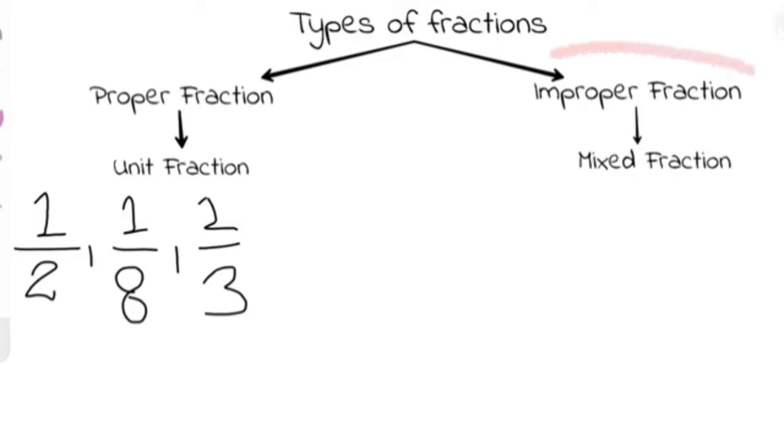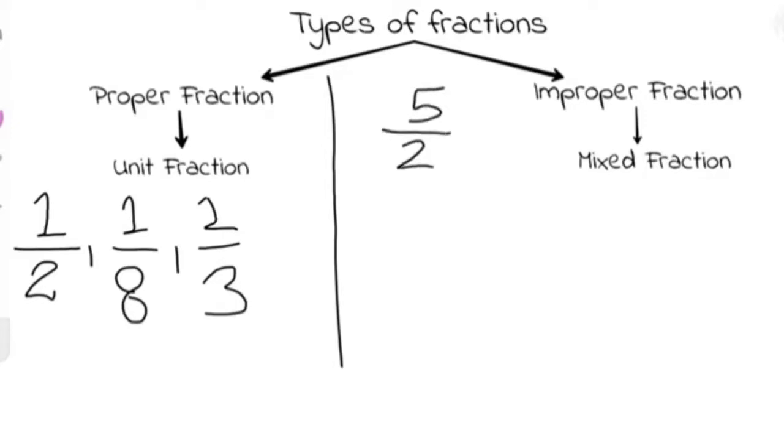Also, the improper fractions can be written as mixed fractions. How? Let's see. For example, there is an improper fraction 5 by 2. Now, how will we write it in mixed form? We will divide 5 by 2. So, when we divide 5 by 2, the quotient is 2 and the remainder is 1.